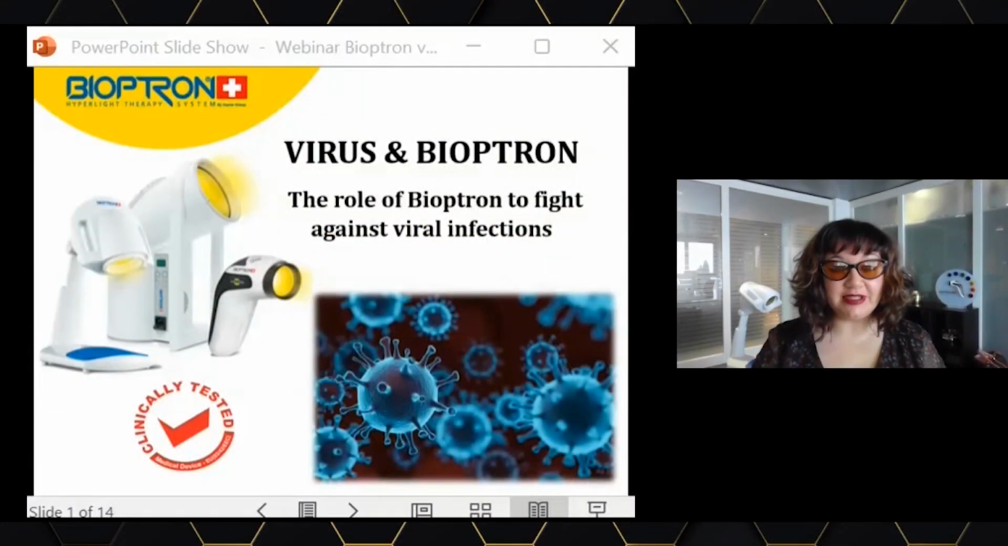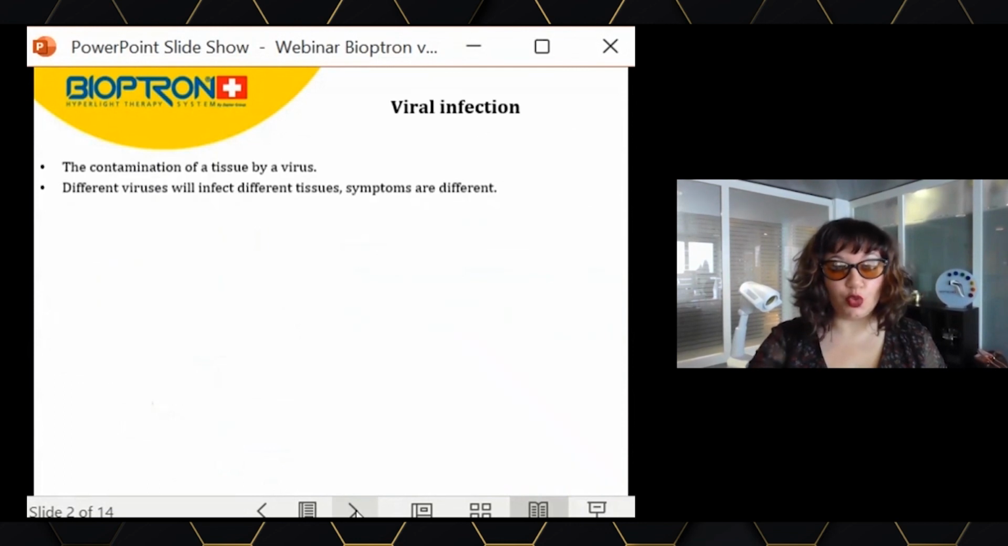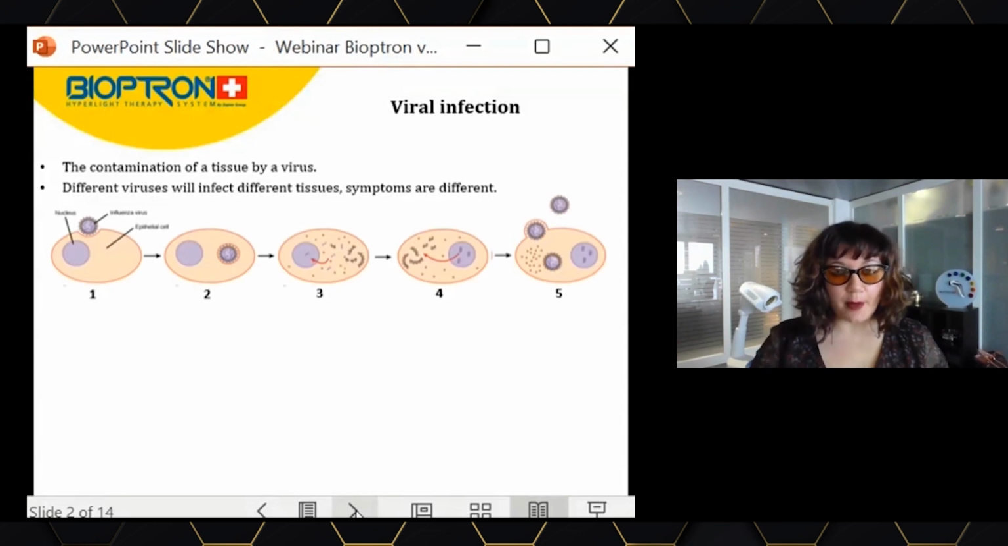Today we will see the role of Bioptron in fighting against viral infections. But first of all, we need to understand what a viral infection is. A viral infection is a contamination of any tissue of our organism by a virus. Of course, different viruses will infect different tissues, provoking different pathologies with different symptoms. But in a nutshell, the process of viral infection is always the same.